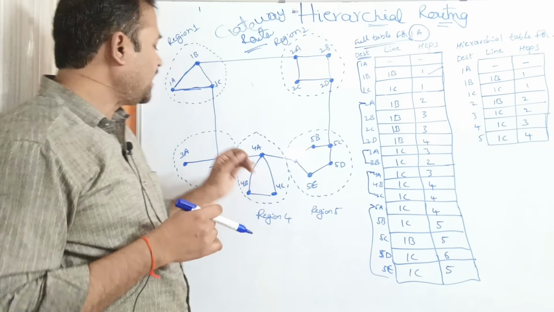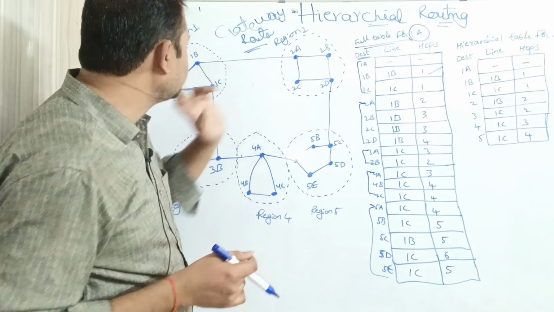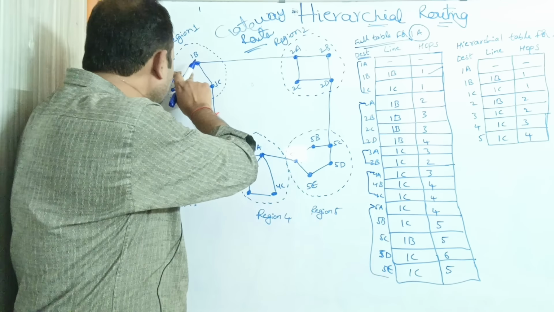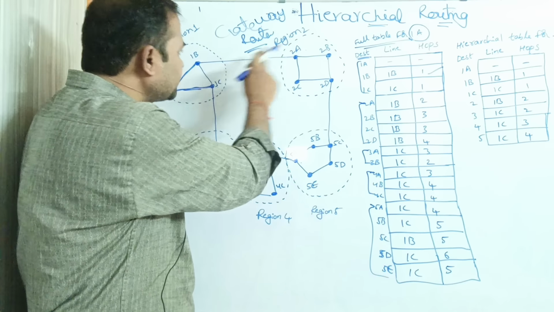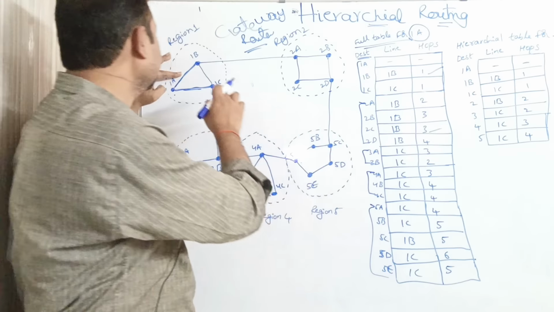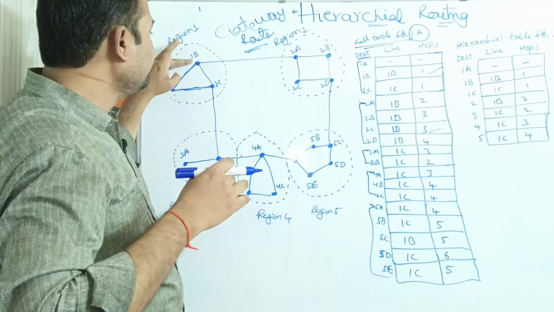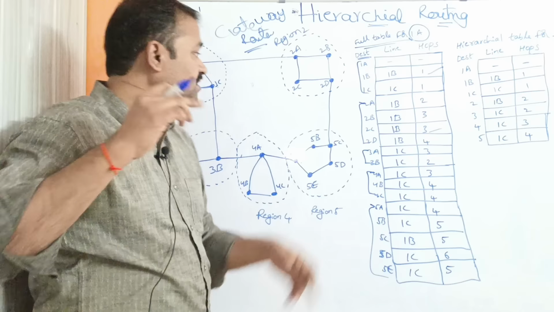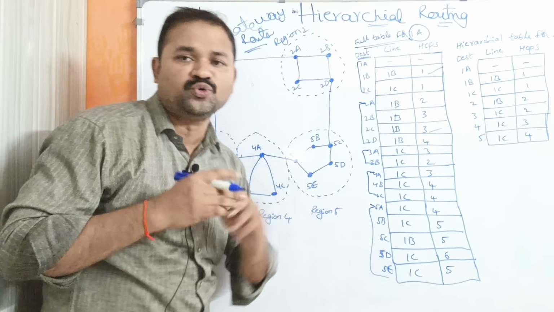Next, 1A to 2C. This is one path, second path, third path. So 3 routers are needed. Next, via which router? Via 1B only. Likewise we are sending the packets to 2D also.